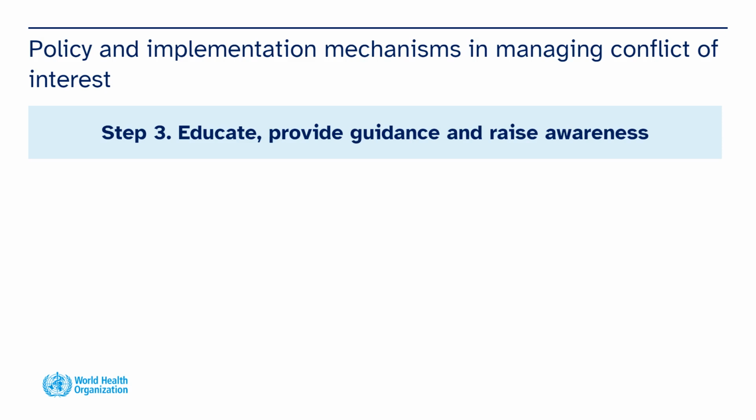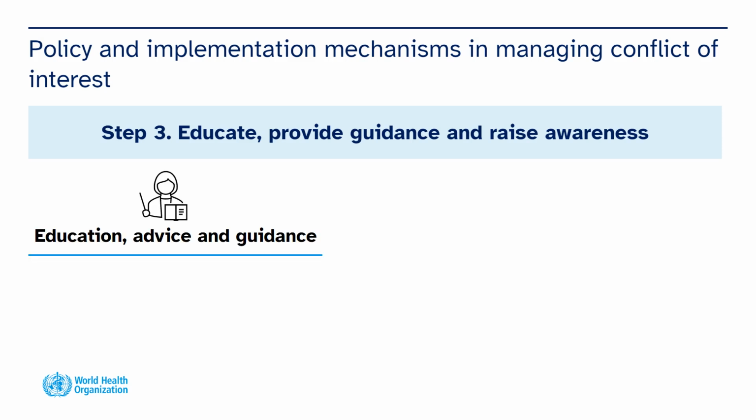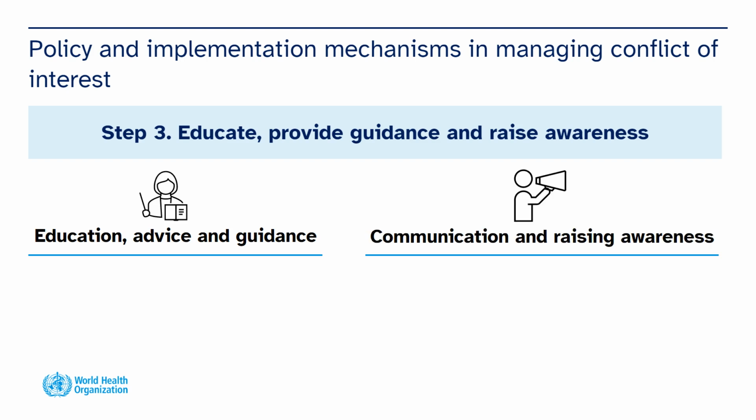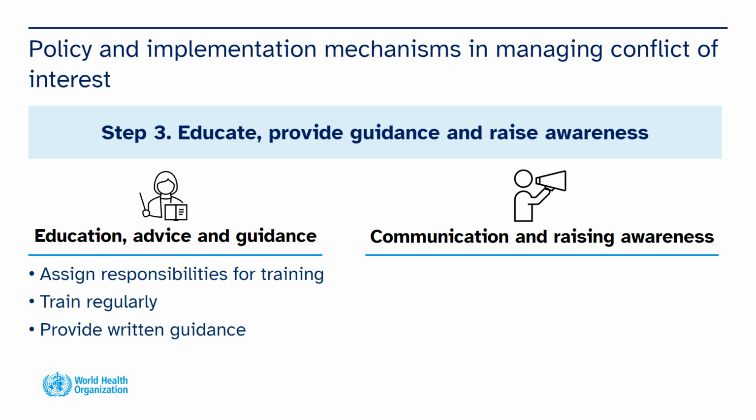Step 3 involves educating, providing guidance and raising awareness. Committee members and experts who advise the government on pharmaceutical policies and practices need to have a clear and shared understanding of what constitutes a conflict of interest in their specific decision-making processes, and for their particular role. To teach others about conflict of interest, responsibilities and resources for training need to be assigned. Training plans should be made to educate committee members, expert advisors, and the officials responsible for executing the policy. Training should be conducted at regular intervals for new staff and newly appointed committee members and advisors.